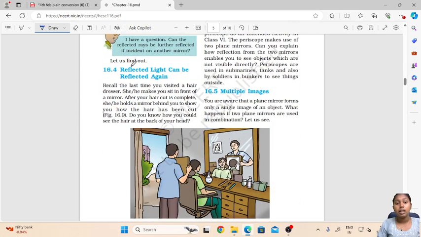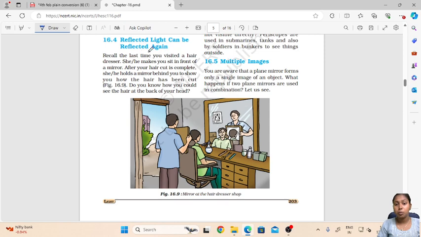Now let's see reflected light. Can it be reflected again? When you visit a salon for a haircut, you remember that once your haircut is done, the person holds a mirror behind you and you can see your reflection in the front mirror, right? Something like this. So a reflected image can also be reflected again. Here you can see your back image is seen in this mirror, which is reflected in the front mirror. So an image can be reflected twice.